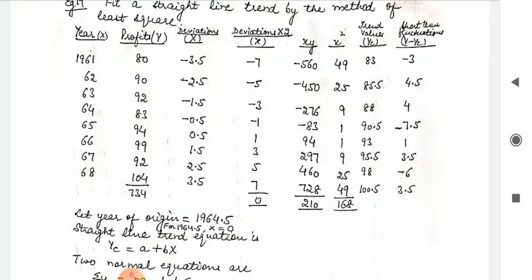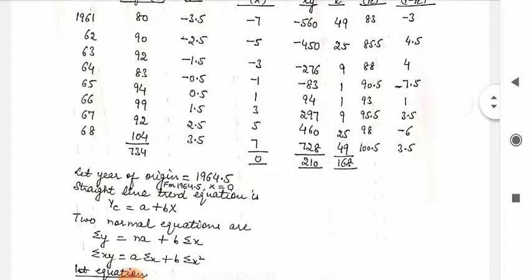After this, next step will be what? You will be calculating the next column, and that column will be written as deviations multiplied by 2. It is taken so that the calculations become easier. This becomes our new x variable. And how do we do it? We multiply, like minus 3.5 into 2, it is minus 7, minus 2.5 into 2 is minus 5, and so on. Right? And after that, we come to the next step.